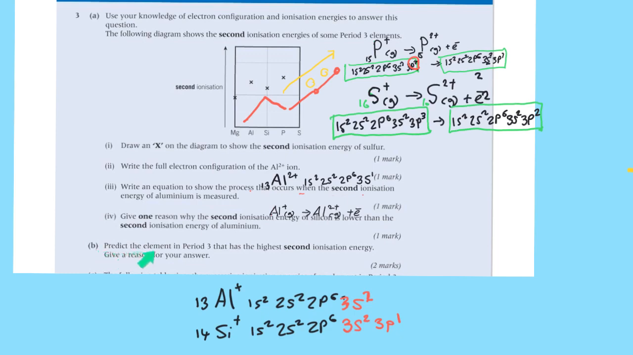The next question says, predict the element in period 3 that has the highest second ionisation energy and give a reason for your answer.